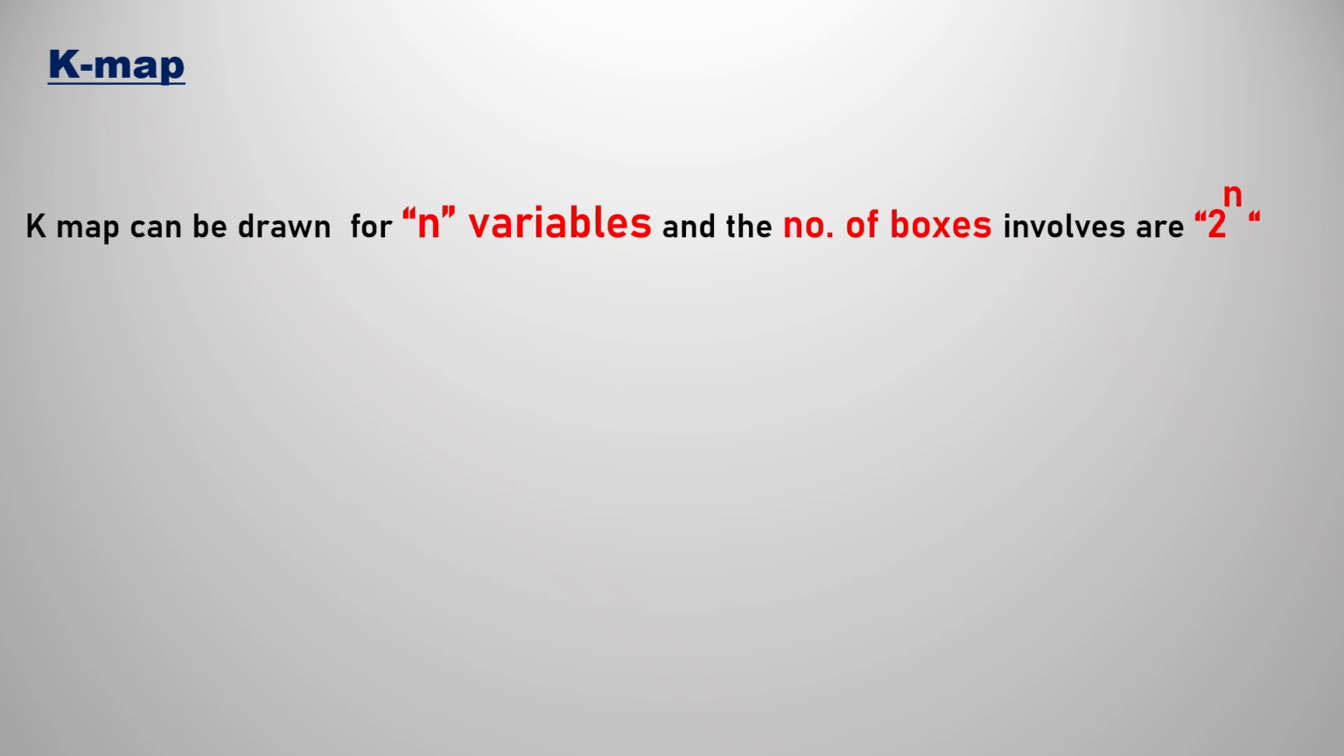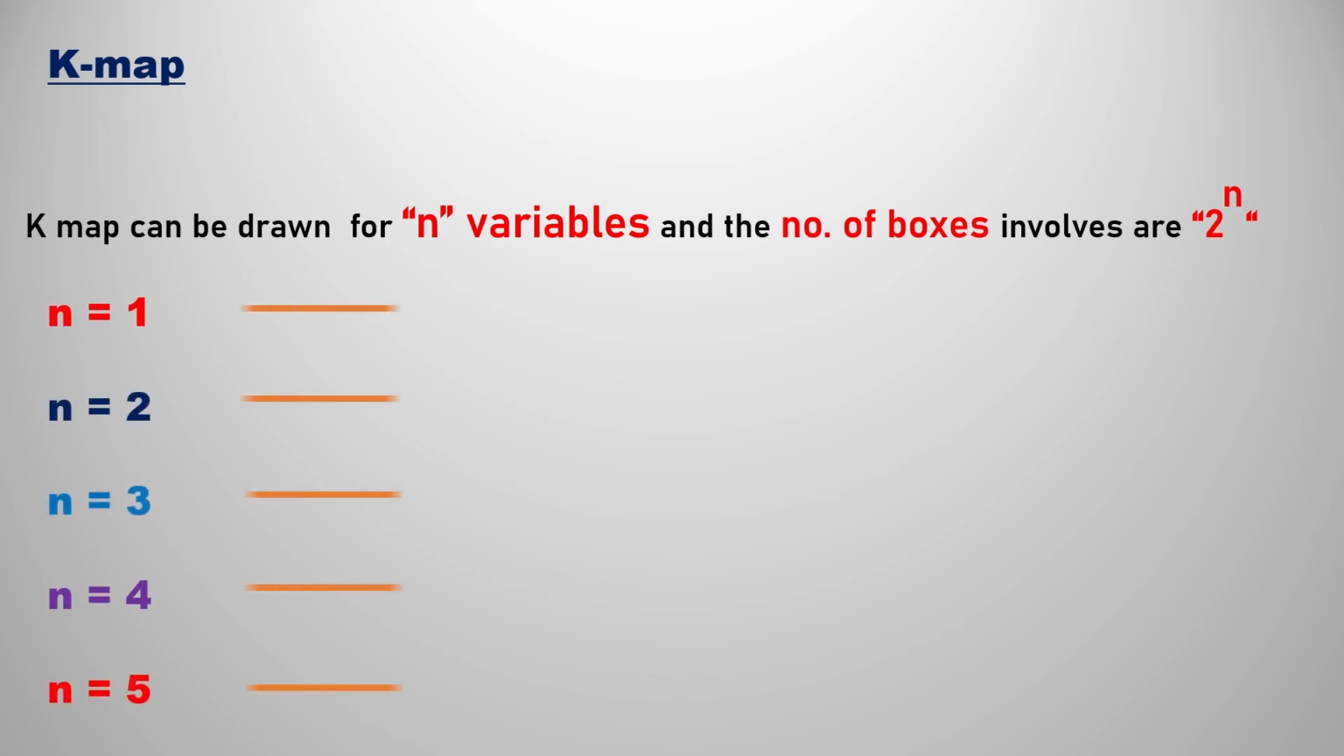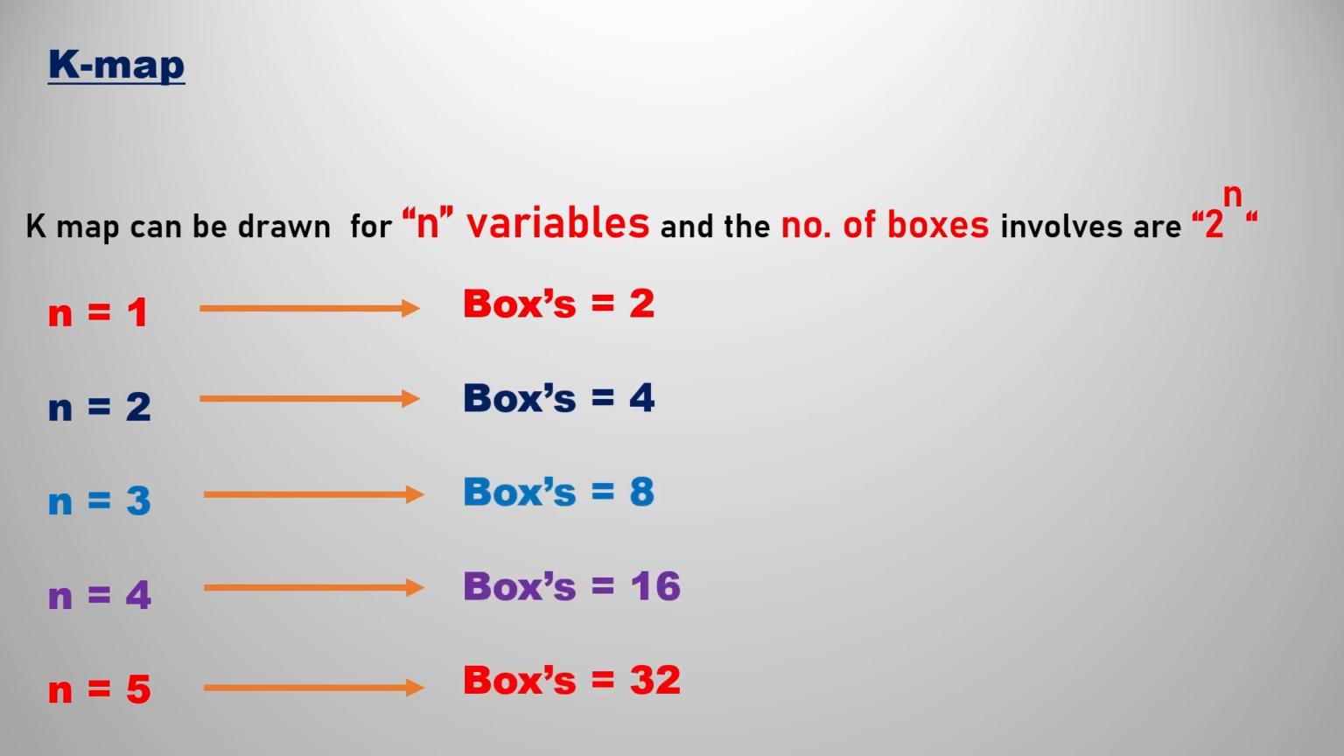A K-map can be drawn for n variables, and the number of boxes involved is 2 power n. So for n variables we have 2 power n boxes. What is meant by that? Let's see an example. We start with n equals 0. For n equals 0 nothing makes sense, because 2 power 0 is 1, only one box. There are no variables, so it is just a constant, and we don't need a K-map.